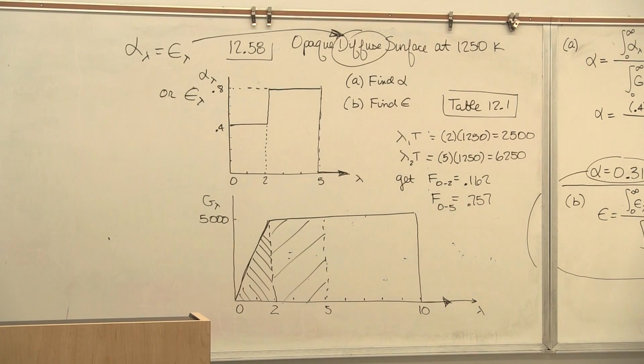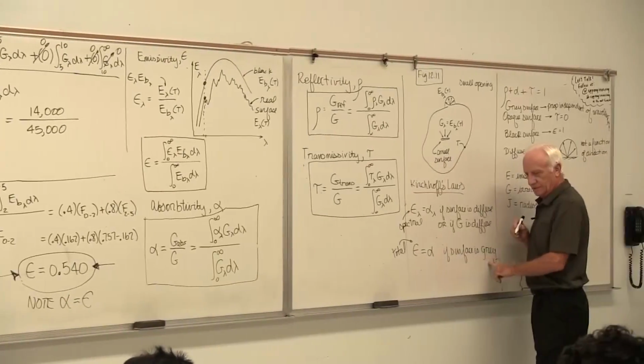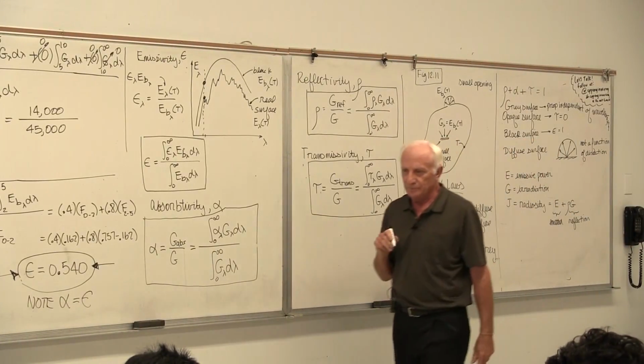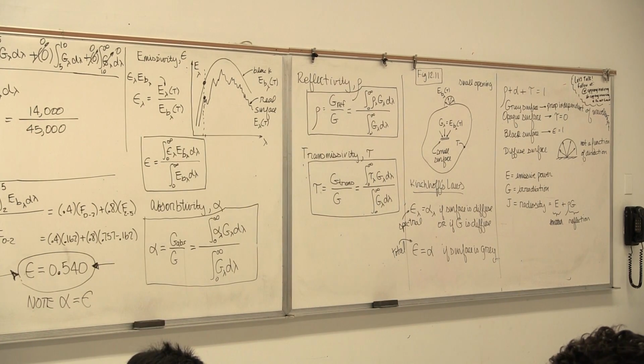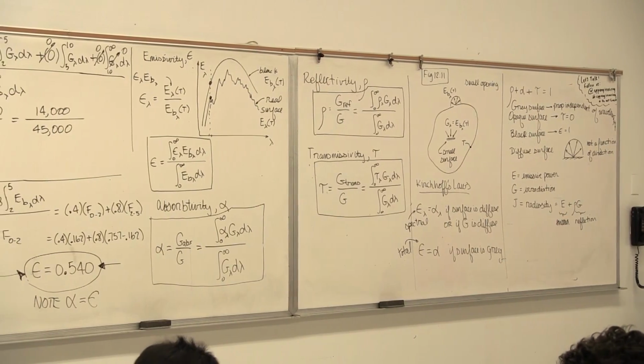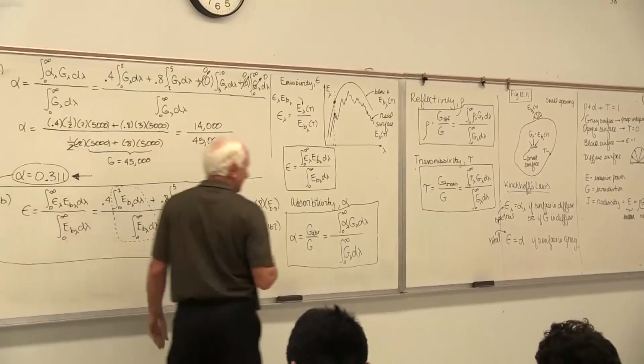Go back over here again. When can I say epsilon equals alpha? Here it comes. If I see the magic word, the surface is gray. It's not a function of wavelength. No, it's a function of wavelength. Look at it, it changes. So no, I can't say alpha equals epsilon. Illegal.